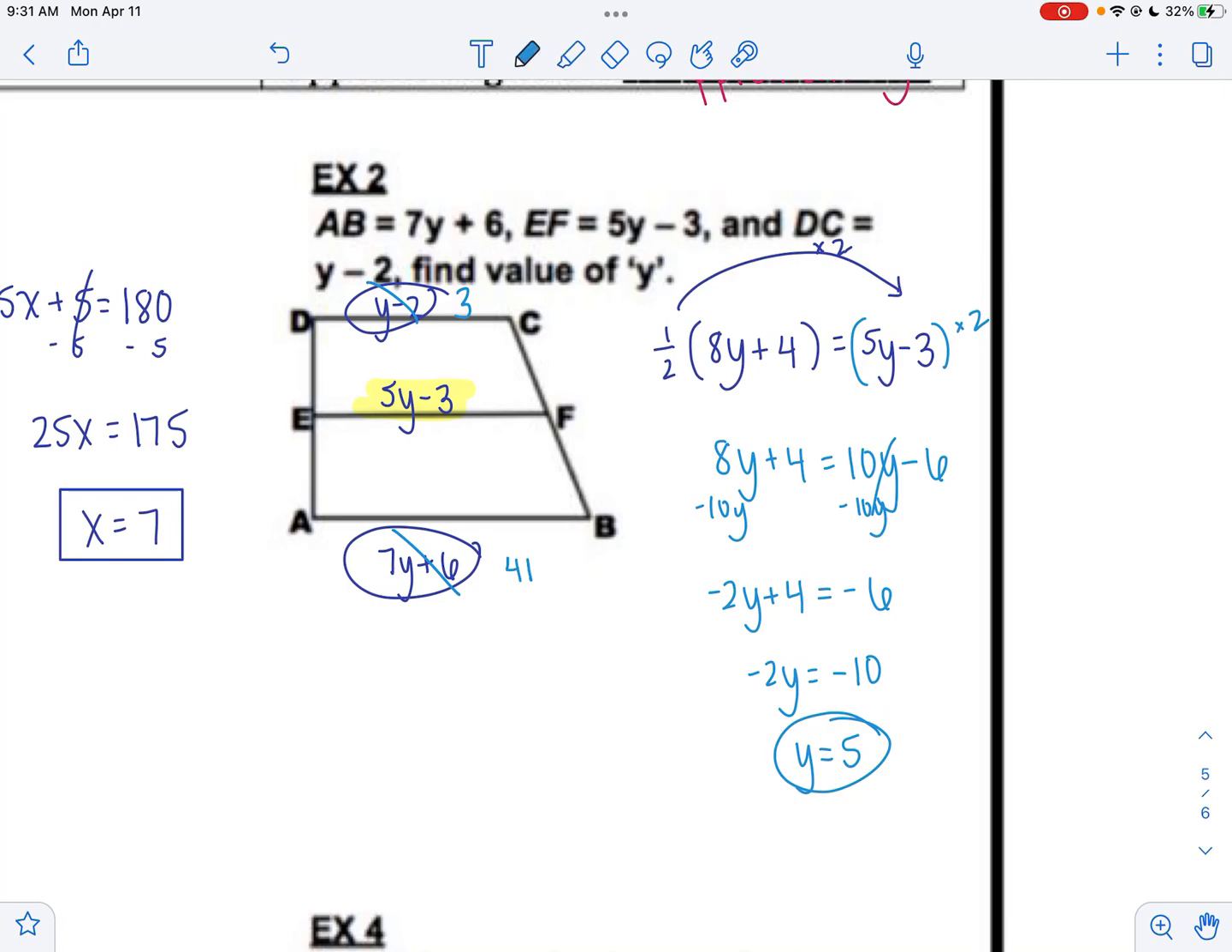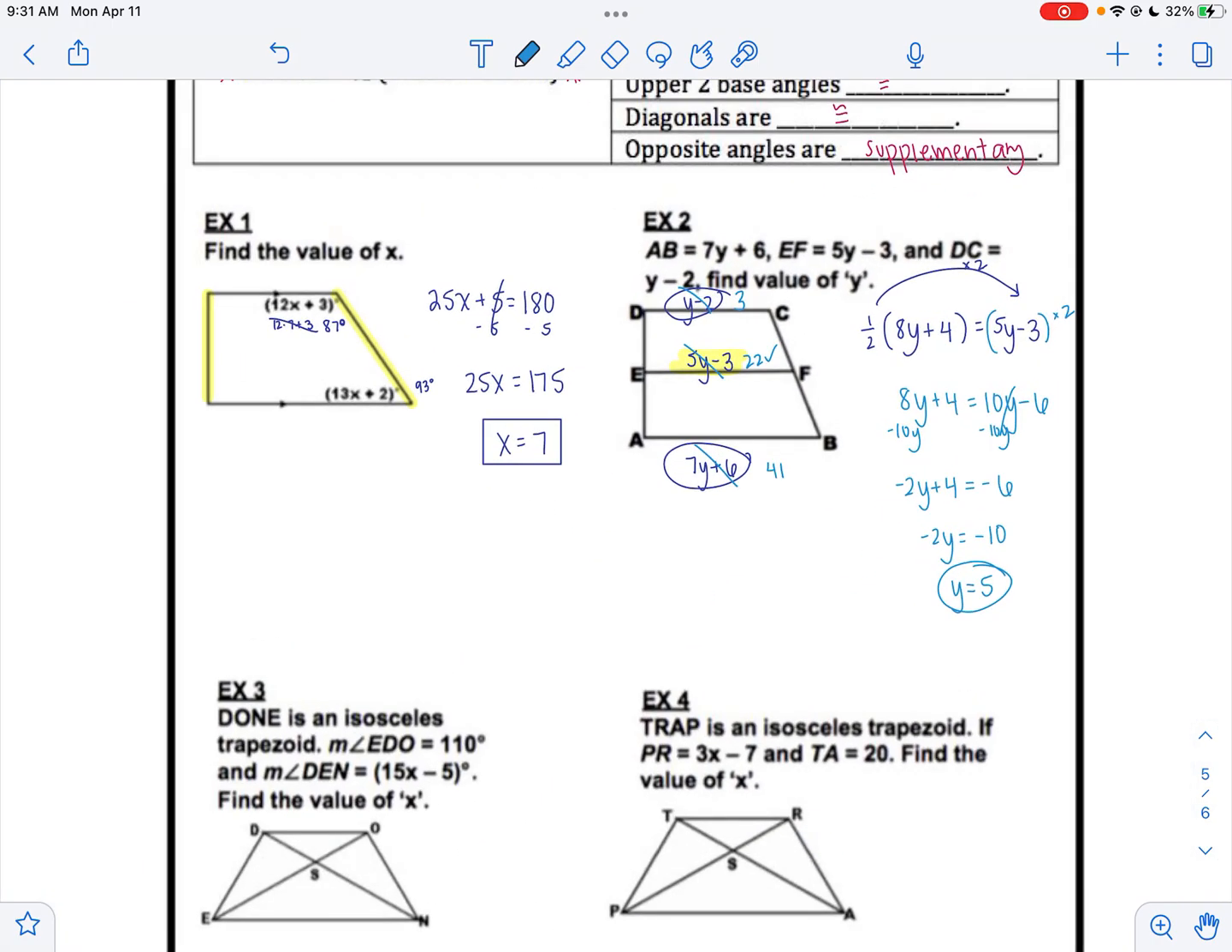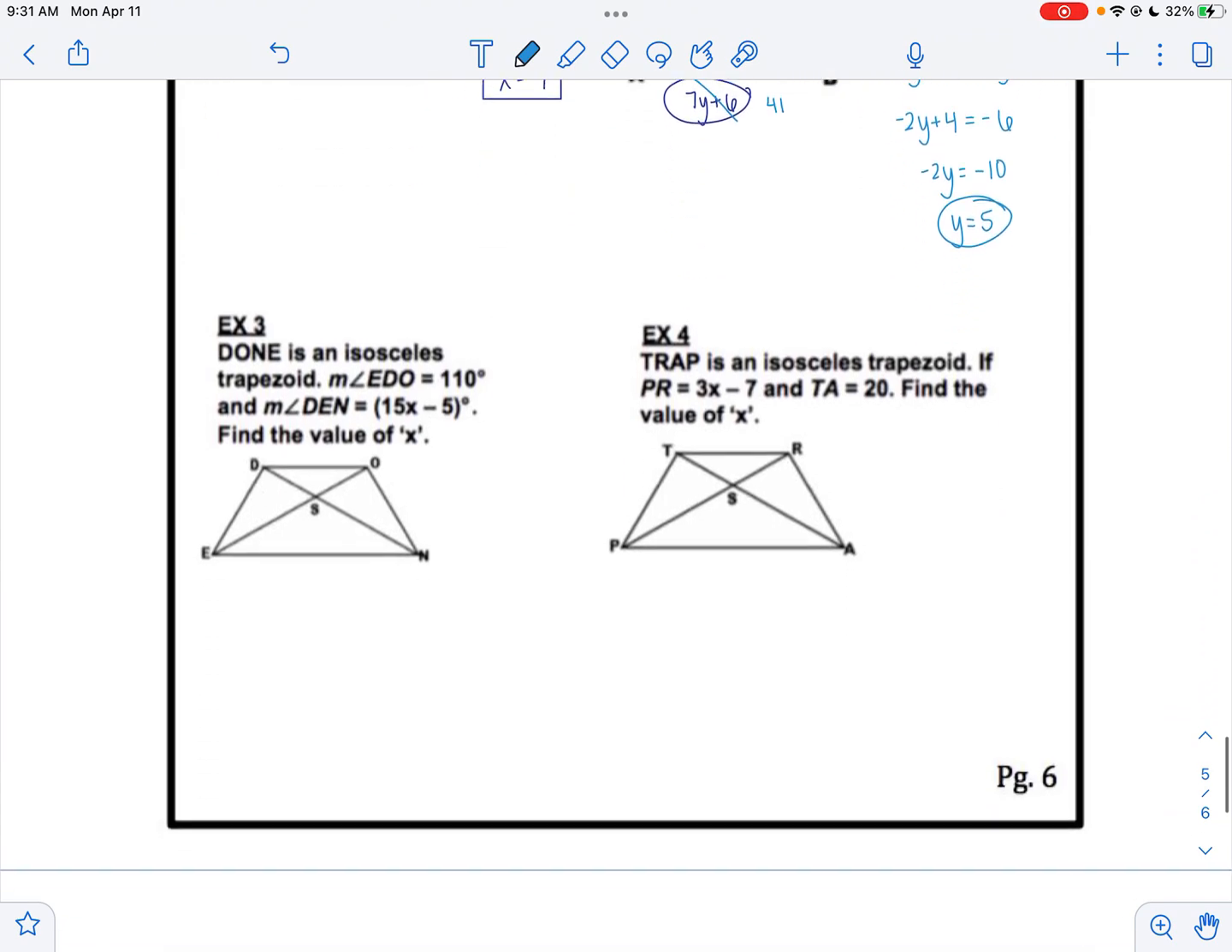So 5 times 5 is 25 minus 3. So 25 minus 3 makes that 22, which means it works out. So that's our rule for medians, or sometimes called mid-segments.